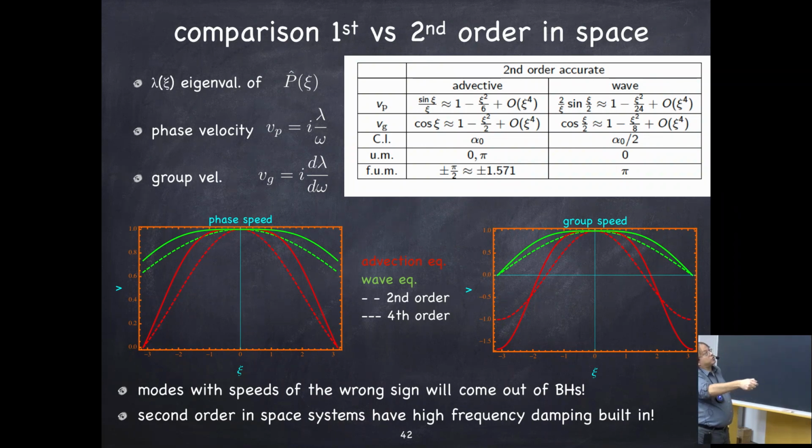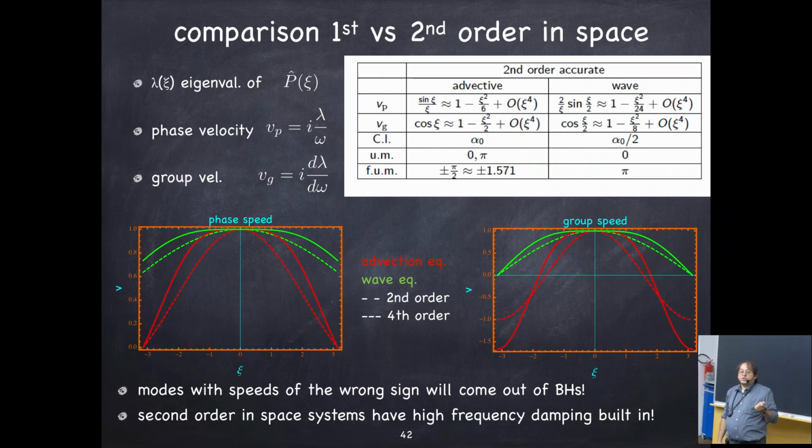But for the advection equation, which is taken here as an example of a first order in space system, you see that at some point it actually crosses over and the velocity becomes negative. Okay, so your modes, they go in the wrong direction. So this is particularly worrisome if you have a black hole, because in the continuum problem, all the information falls into the black hole. But now, in this discretization, some modes go in the wrong way, so instead of falling into the black hole, they're actually coming out of it, which is certainly not very desirable.